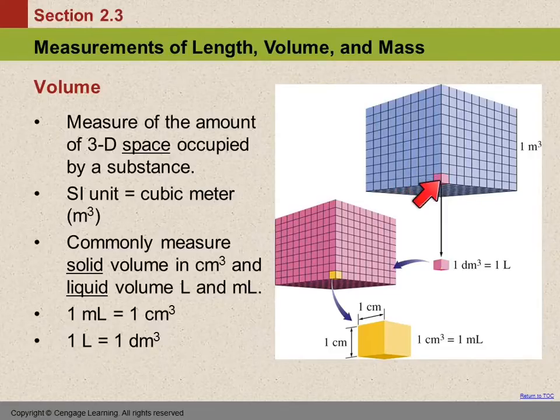So this represents 1 cubic meter. If we take one piece of this, start over. Each of these boxes is not 1 meter. This distance on the side is 1 meter. It's divided into 10 sections. So each of those little squares would be 1 decimeter, or 1/10 of a meter. So this little guy here is 1 cubic decimeter.